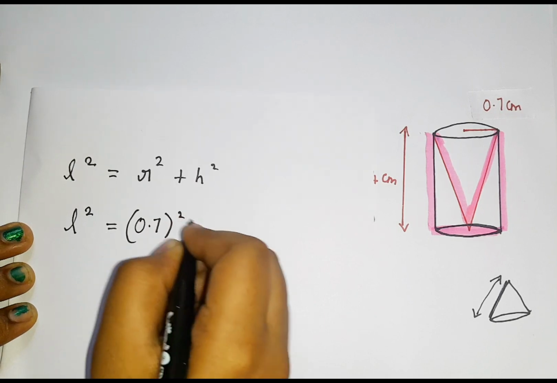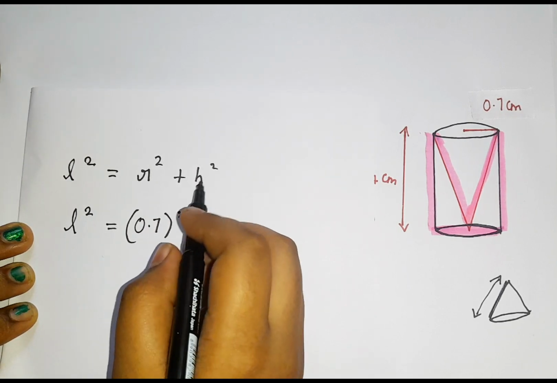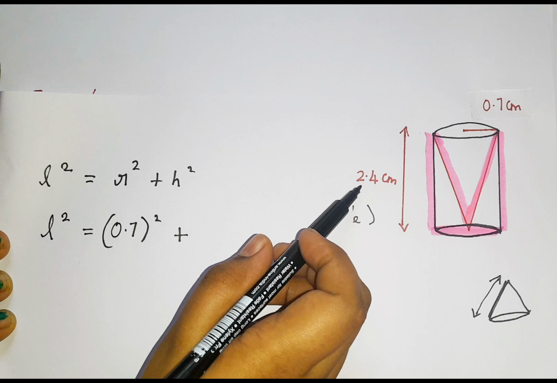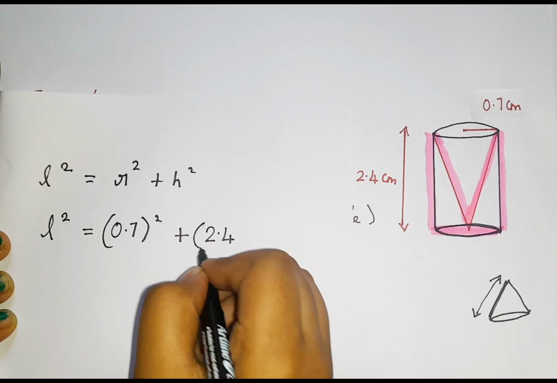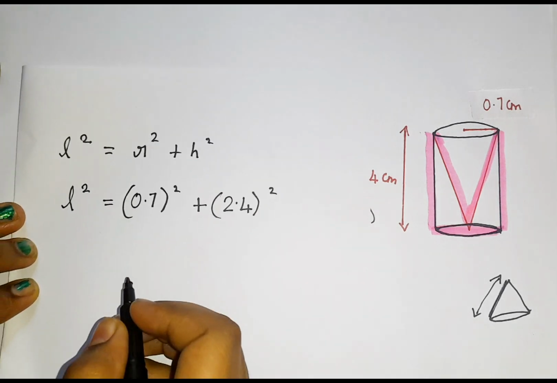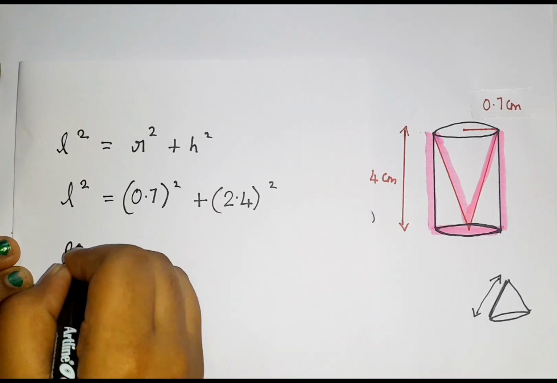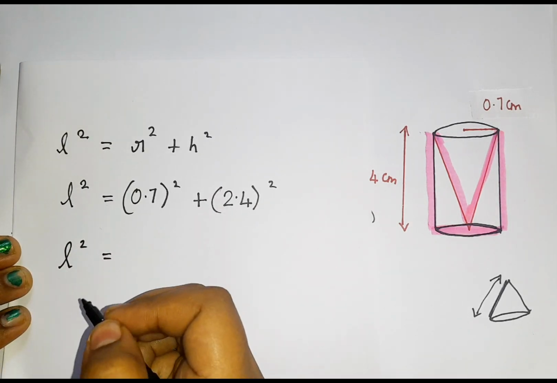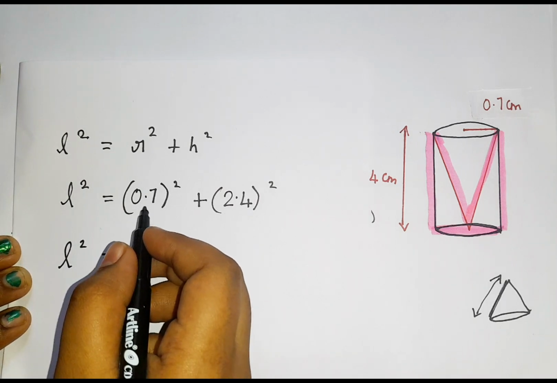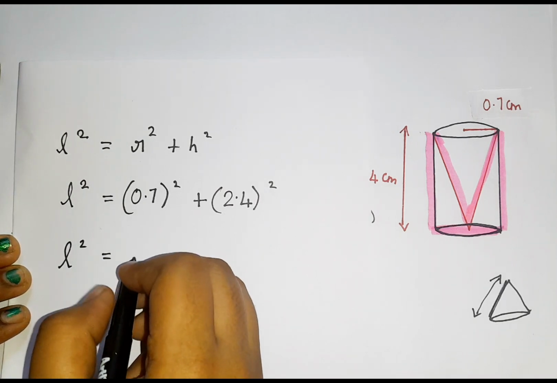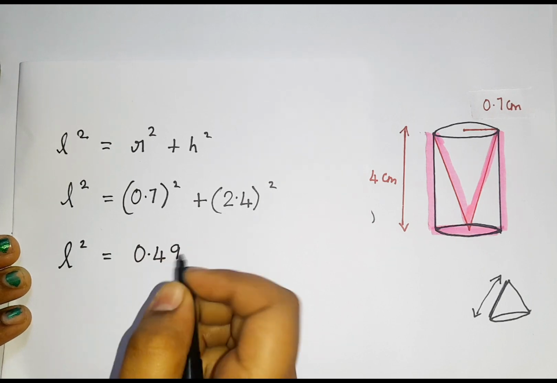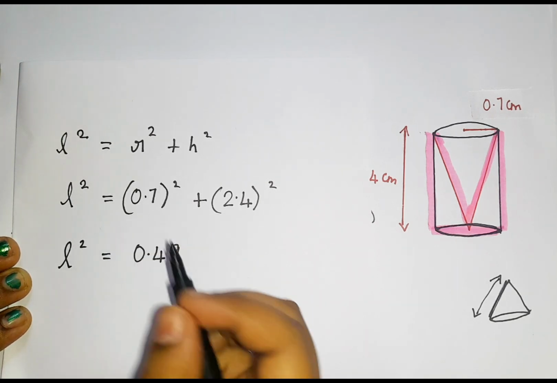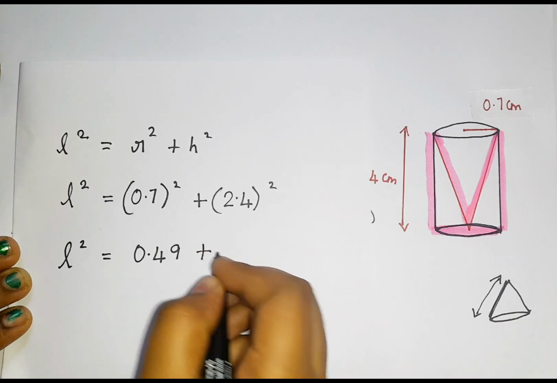So the whole square, and then plus h square. H is 2.4, so let us write 2.4, and then square. Let us write the whole square. So we can actually solve it, am I right? Okay guys, so 0.7 into 0.7 is 0.49. So we are supposed to multiply 0.7 into 0.7 and then write the plus as it is.